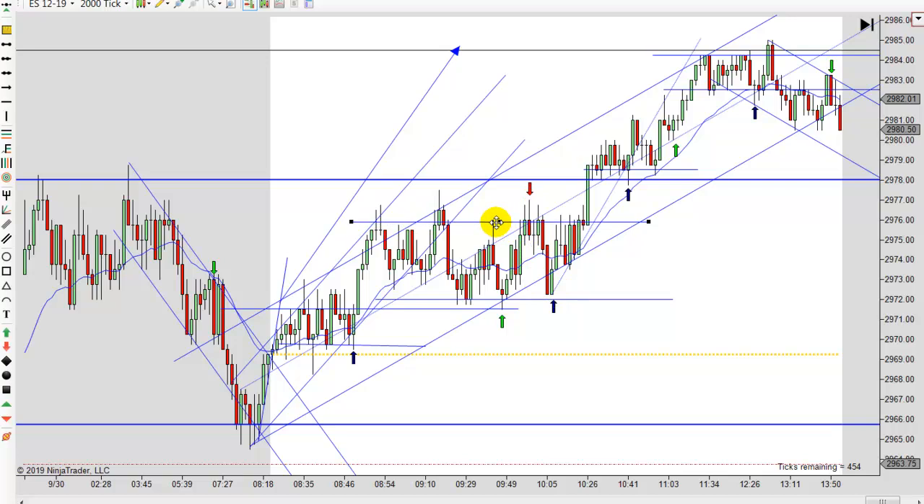I probably would have moved this up to here once we made those closes there. We did come back and test it, which would have been the better entry, really. But not a very good signal bar. So if you didn't enter here, you didn't get a chance to take that one. And then this one, I probably would have moved it up to those last closes.